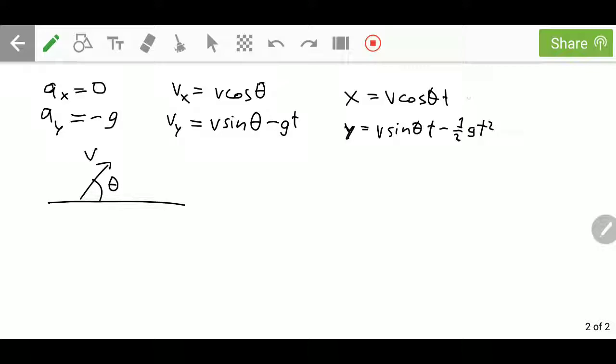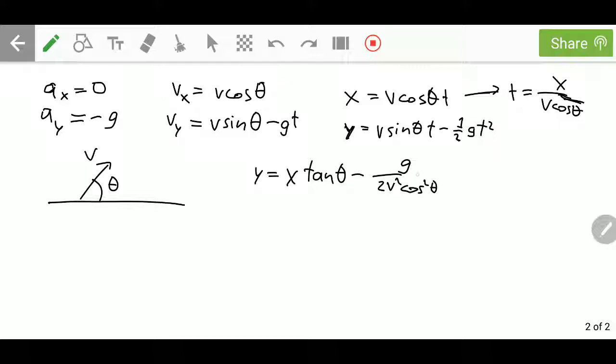So now, how do we compute y as a function of x? Well, that's very easy. Since x varies linearly with t, we just get t equals x over v cosine theta, and then we can just plug that into y. So we get y equals v sine theta times x over v cosine theta, so we get x tan theta, minus, and then we'll get v squared cosine squared theta in the denominator, and then times x squared. We have the 1/2 g, so it'll be g over 2 v squared cosine squared theta, times x squared.